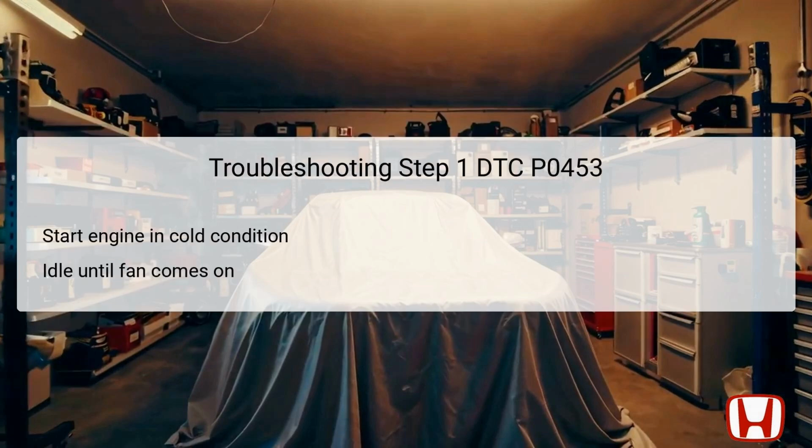The first troubleshooting step for DTC P0453 involves starting the engine while it's cold and allowing it to idle until the radiator fan activates. This procedure sets up the optimal conditions to assess the functionality of the FTP sensor. The FTP sensor operates differently under varying temperatures, particularly when the engine is cold. By letting the engine idle, the PCM can monitor the sensor's behavior in conditions that normally trigger the fault. The activation of the radiator fan indicates that the engine has reached a certain temperature, thus providing a consistent atmosphere for the diagnostic check on the FTP sensor outputs.